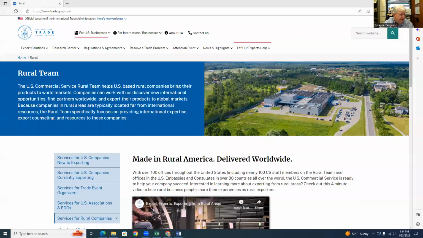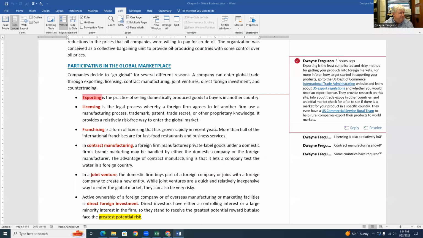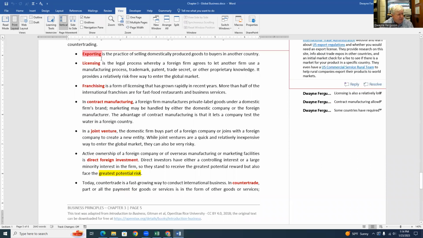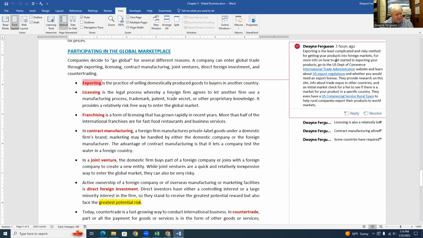Okay, so let me go back to the list here. So I could export it. I could license another company in another country to make the product in the other country. I mean, think about this. What kind of problems could happen in licensing? Well, you don't know that when they make the product, they make it with the same quality that you would have made it.